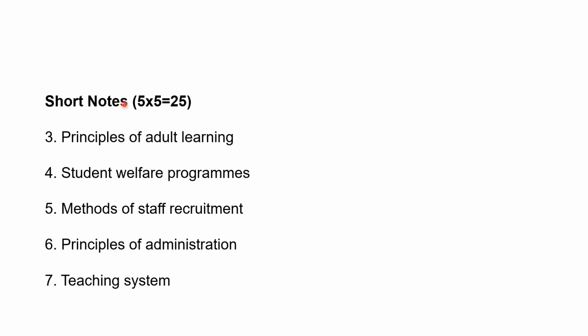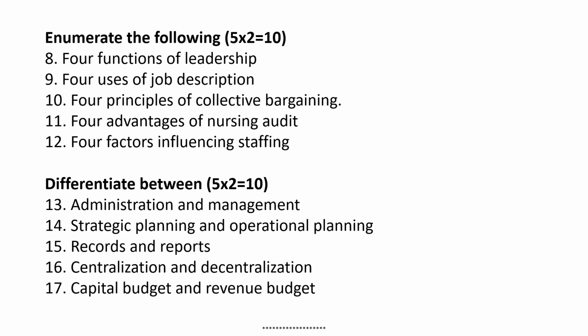Second set of questions were short notes. There were 5 short notes. Each short note carried 5 marks. The question numbers were 3, Principles of Adult Learning, 4, Student Welfare Program, 5, Methods of Staff Recruitment, 6, Principles of Administration, and 7, Teaching System.